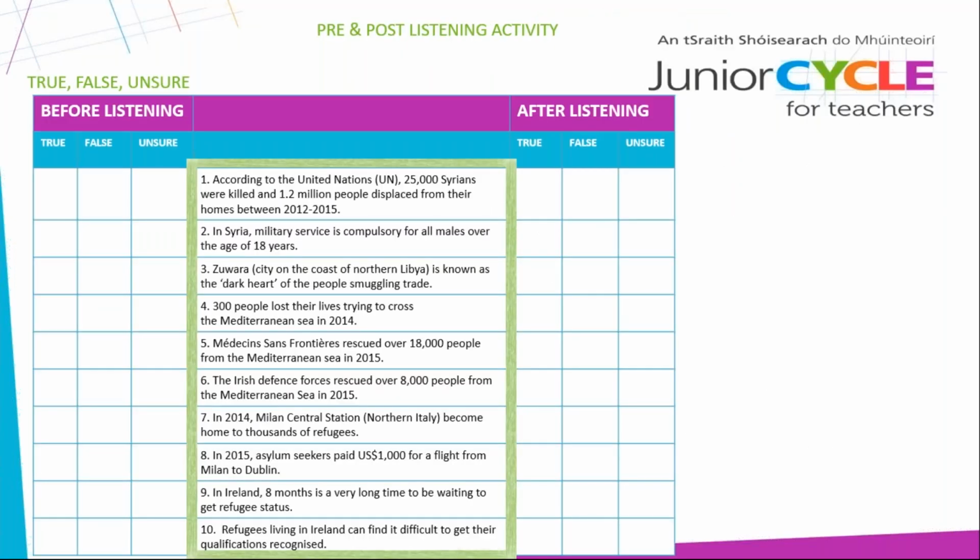So as we move on now to the next methodology, it is a pre and post listening activity. The true, false, unsure activity on the screen is a before and after listening activity, and one which you may find particularly useful. Each of the 10 statements on the slide are derived from information that students will hear in the Sand, Sea and Smugglers radio documentary. Before listening, students read the statements and respond to each by ticking true, false or unsure in the before section on the left-hand side of the table.